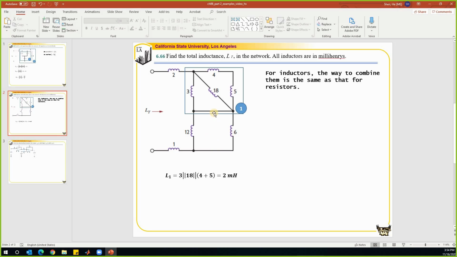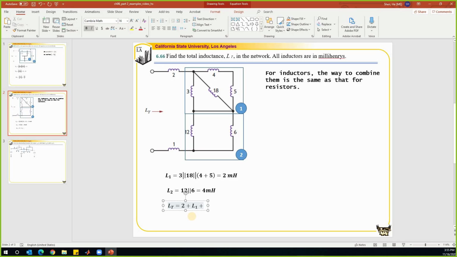And we can do the same thing for the second block. Let's call this the second block. L2, we have a 12 in parallel with 6. So that is 4 millihenry, right? Then we'll do everything all together. So we find that LT is equal to 2 in series with 1, and in series with L2, and in series with 1. So 2 plus 2 plus 4 plus 1, that is 9 millihenry. So that is how we simplify this network.